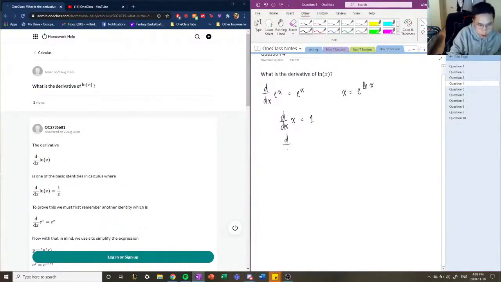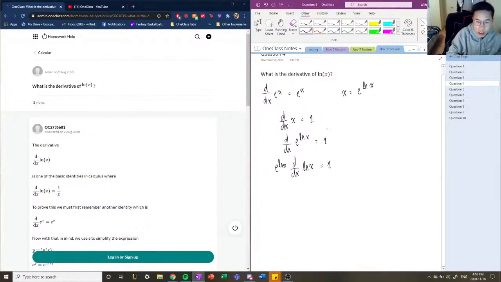So d/dx of e to the ln of x. All right, that still equals 1, okay, because this is equivalent to x. So this is technically a chain rule, right? And we know that the derivative of e to the x, or e to whatever function in the power, is equal to just e to that power, right? So if we use our chain rule here, we'll get e to the ln x. And now we need to derive the inside function, right? Which is going to be d/dx of ln x.